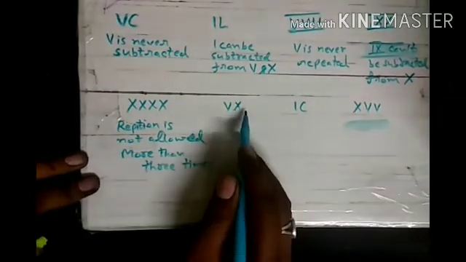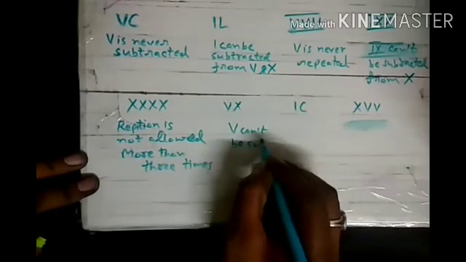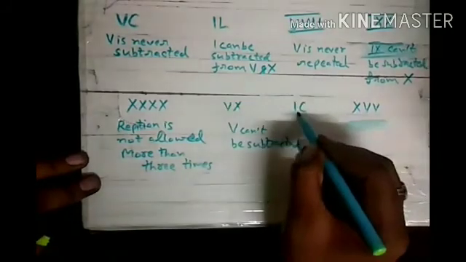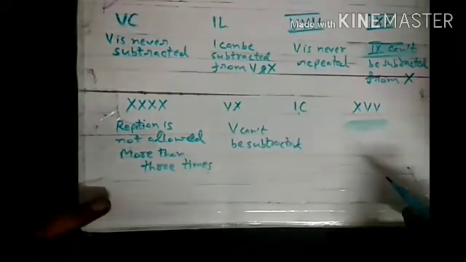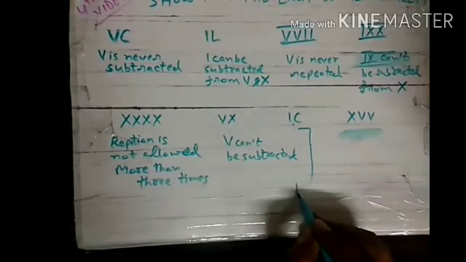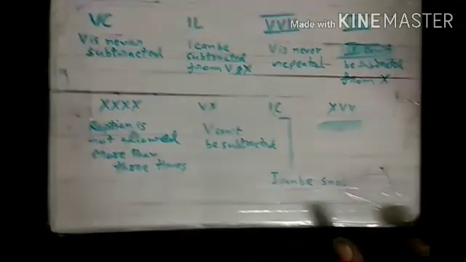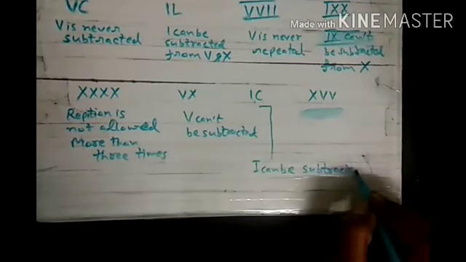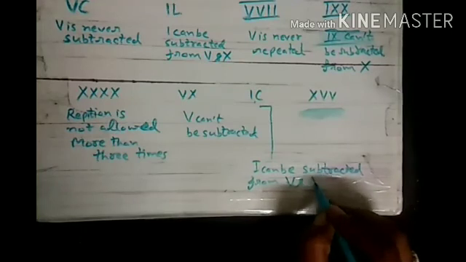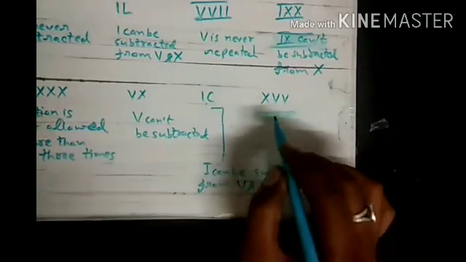Now V cannot be subtracted. I can be subtracted from V and X only. XVV. Now V is never repeated.